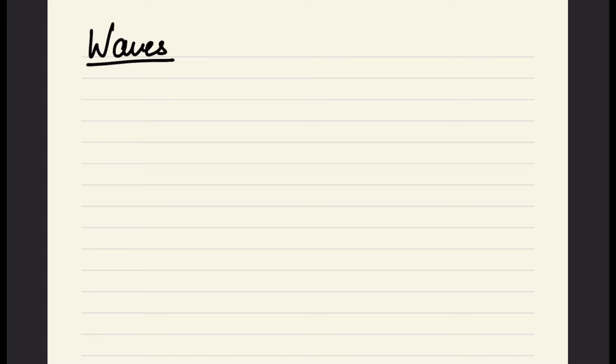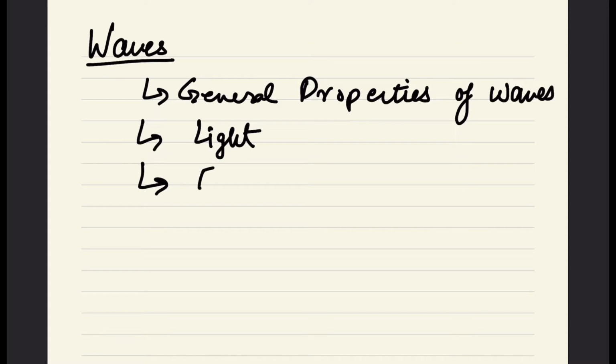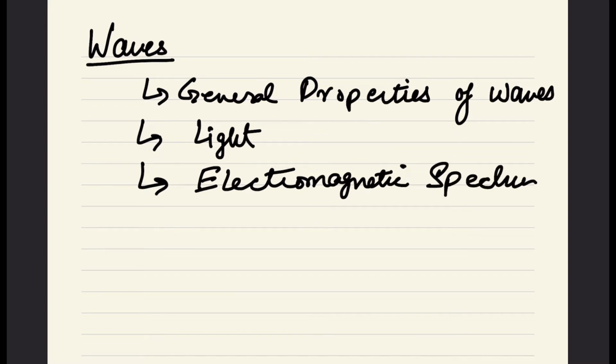Number one is the general properties of waves. In this topic, we'll discuss just the general properties of the waves, and then comes light, and then we'll discuss the electromagnetic spectrum, and after that, in the end, we will discuss sound waves.